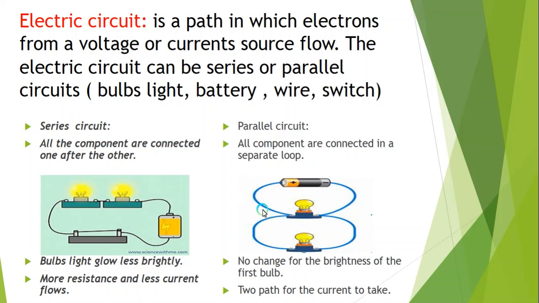The parallel circuit is formed by two loops. This is the first one, and this is the second one, different from the series circuit, which has just one loop. The battery will pass the electrons from this side and also from the other side. So that's why there is no change in the brightness of the first bulb. And also the second characteristic: the two paths for the current to take should be the same.